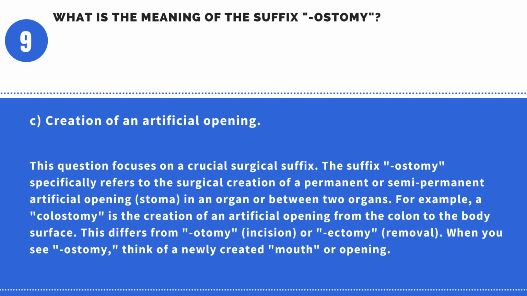Answer C. Creation of an artificial opening. This question focuses on a crucial surgical suffix. The suffix ostomy specifically refers to the surgical creation of a permanent or semi-permanent artificial opening, stoma, in an organ or between two organs. For example, a colostomy is the creation of an artificial opening from the colon to the body surface. This differs from otomy, incision, or ectomy, removal. When you see ostomy, think of a newly created mouth or opening.